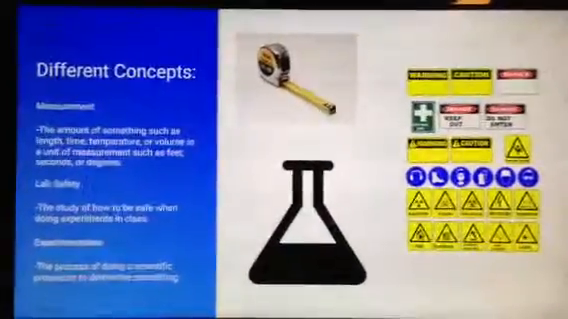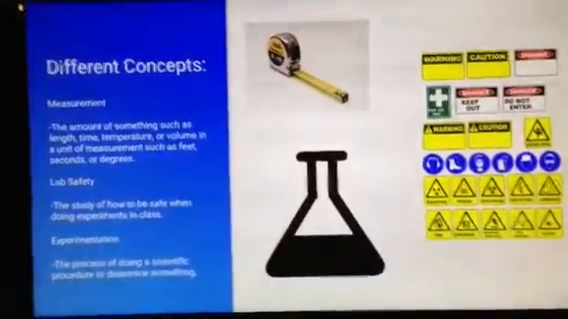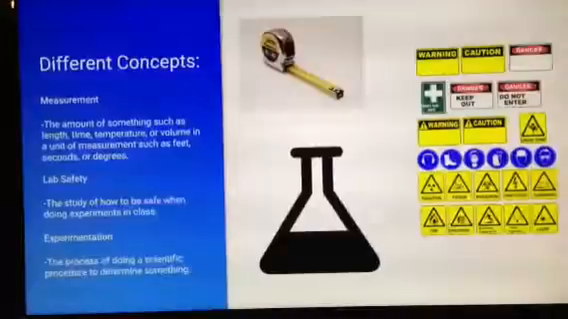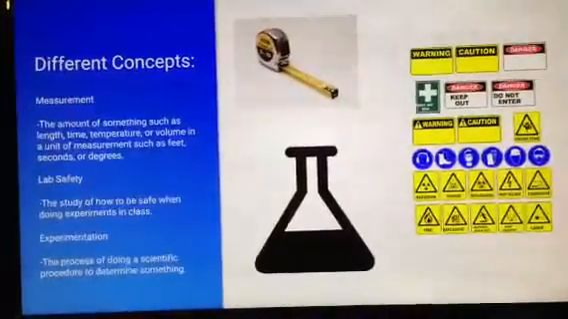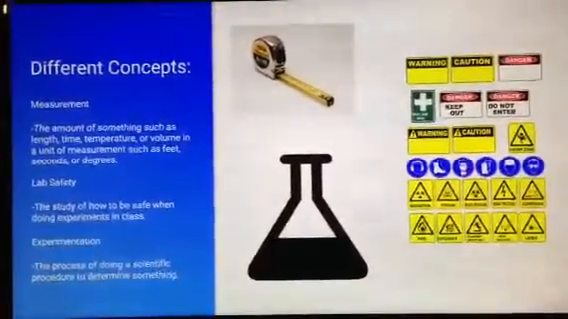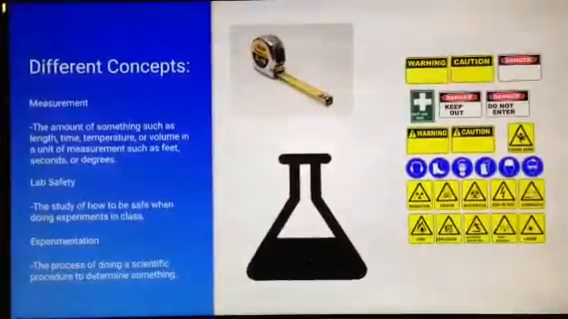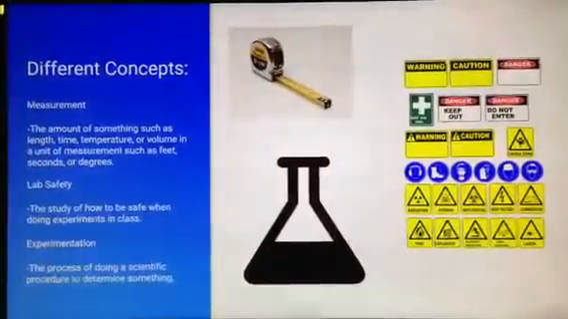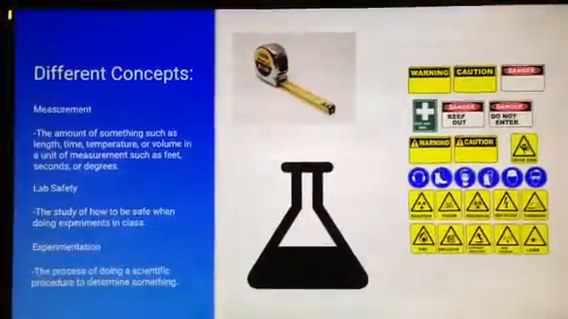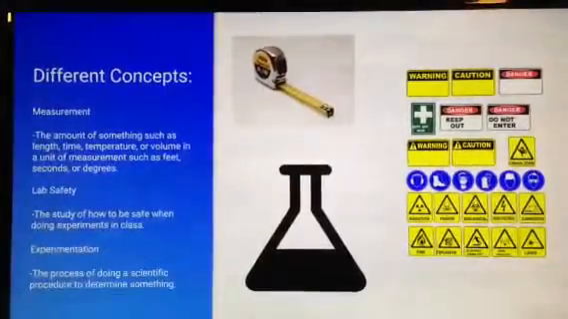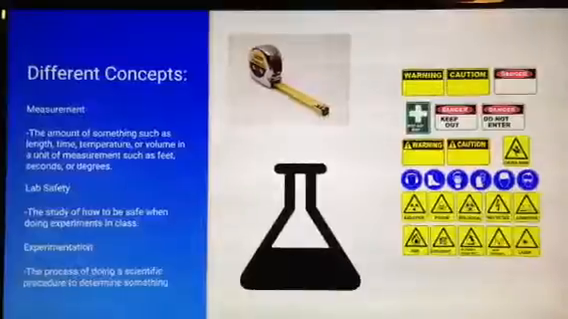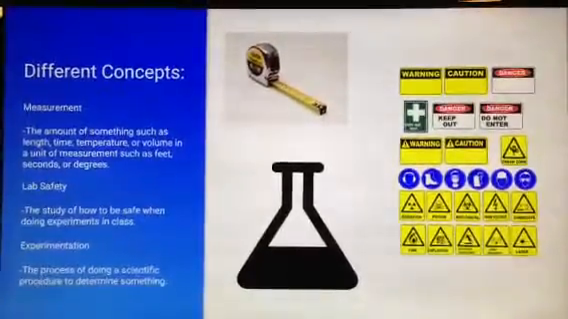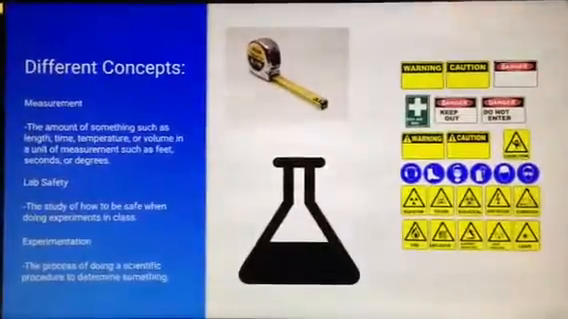There are three different concepts of earth science, including measurement, lab safety, and experimentation. Measurement is the amount of something, such as length, time, temperature, or volume in a unit of measurement such as feet, seconds, or degrees. Another concept is lab safety, which is the study of how to be safe when doing experiments in class. The last concept is experimentation. This is the process of doing a scientific procedure to determine something.